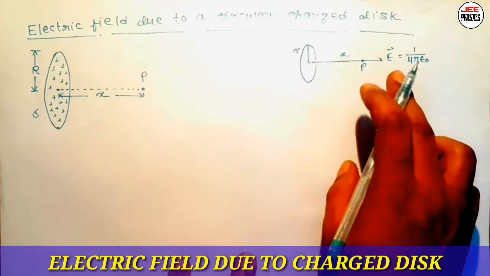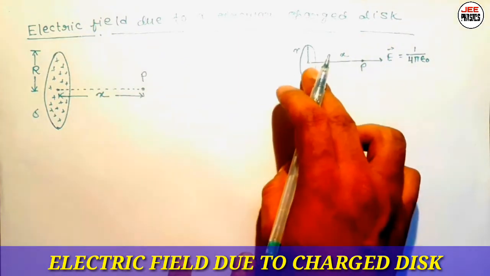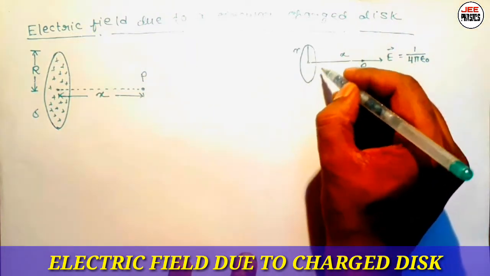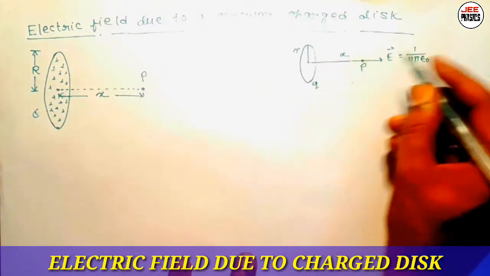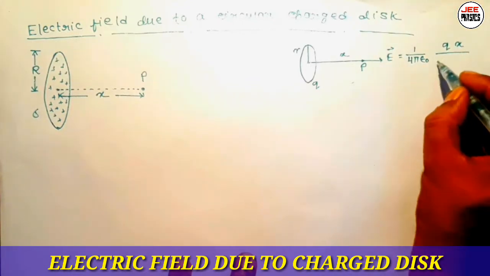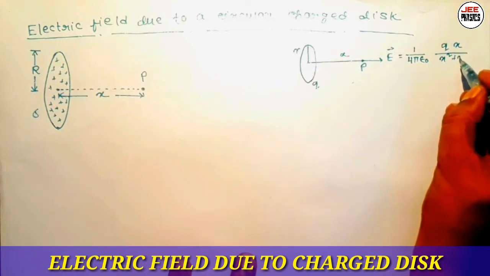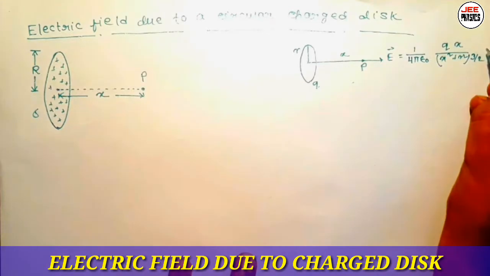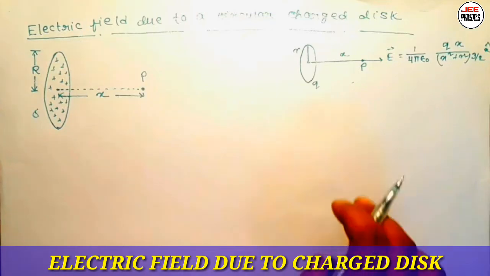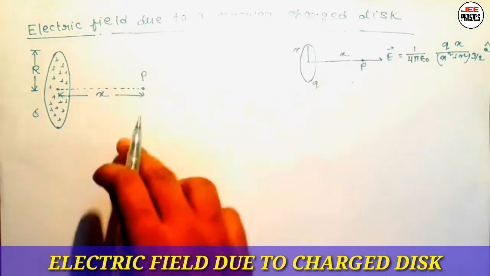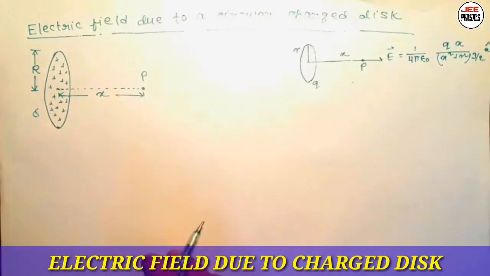The expression is: the electric field at a distance x from the center of the ring is 1 by 4 pi epsilon naught, if the ring has total charge q, then q into x by x square plus r square whole to the power 3 by 2, and in vector notation into x cap, that is the unit vector along the axis. Now using this expression we can find the electric field due to this charged disk.